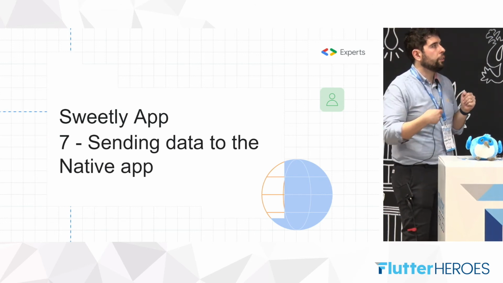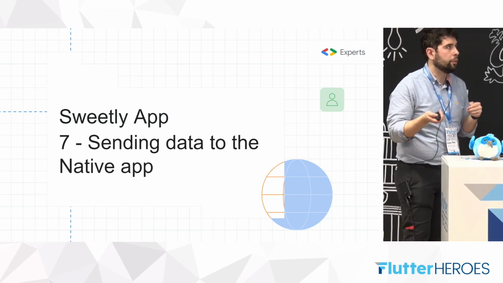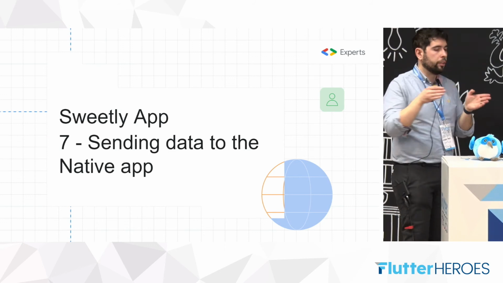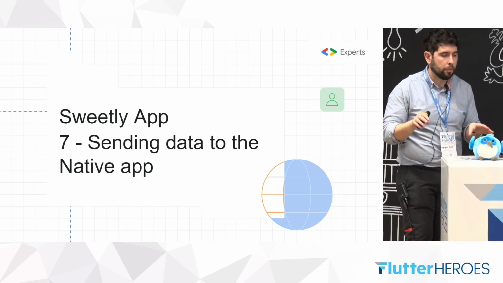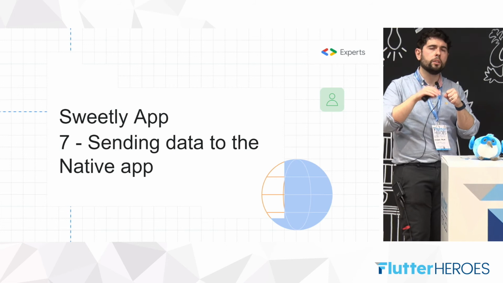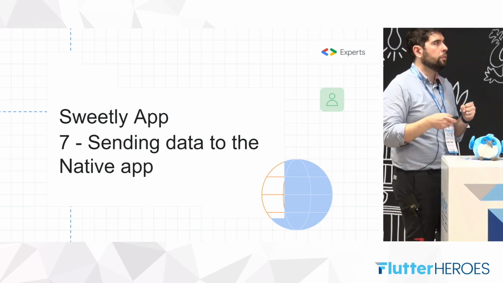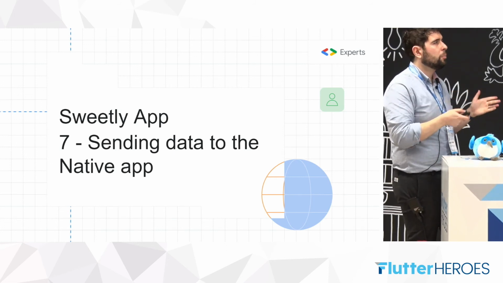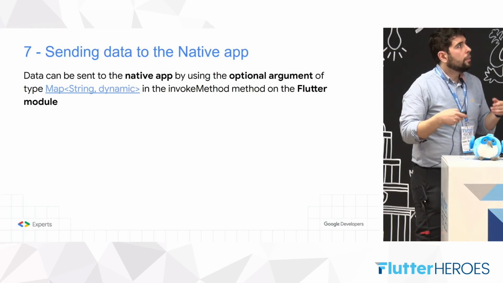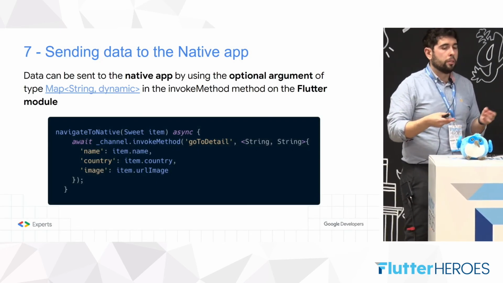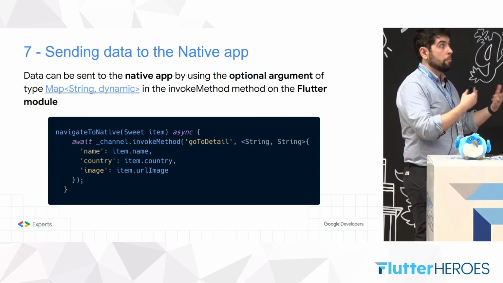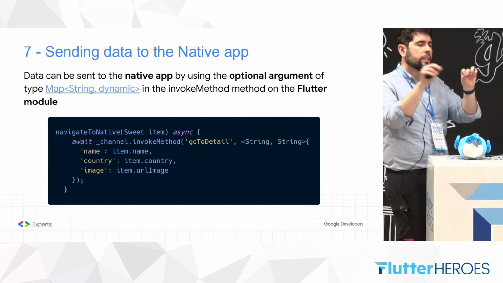Now, how can we send data to the native app? We saw up until this point that I'm in the native application and I'm going to receive something so that I can create a new intent to go to the new screen, but how can I send it from the Flutter side? Again, we are going to use platform channels, and the way that platform channels work is just a map. We are just sending data to it.